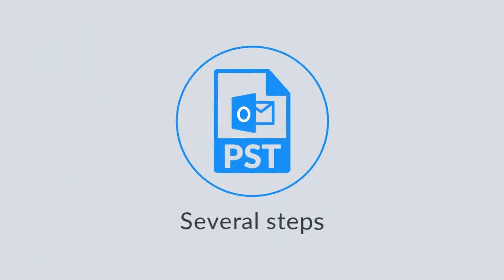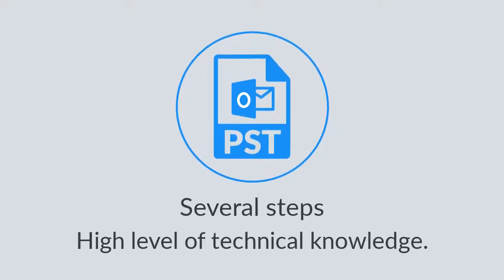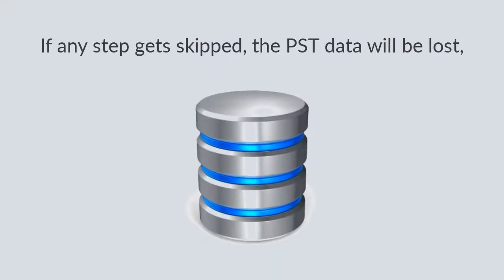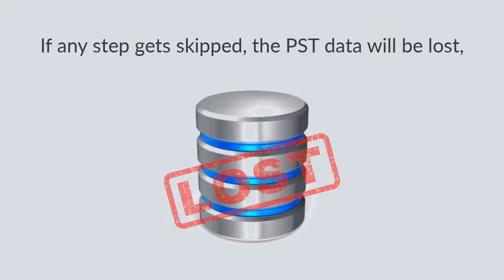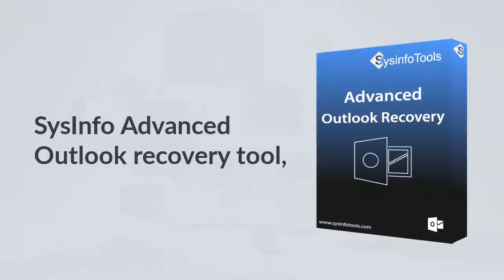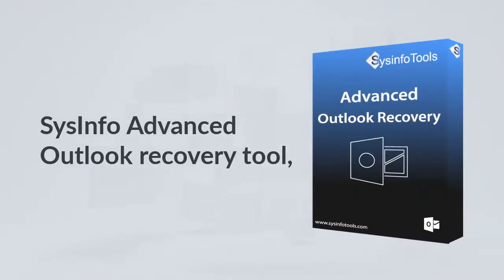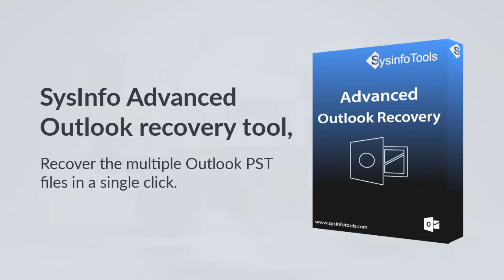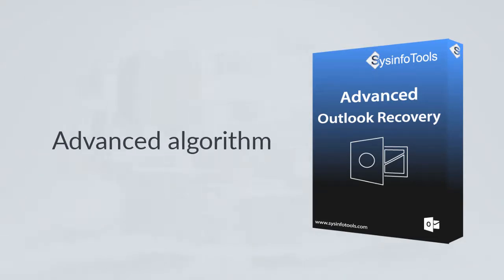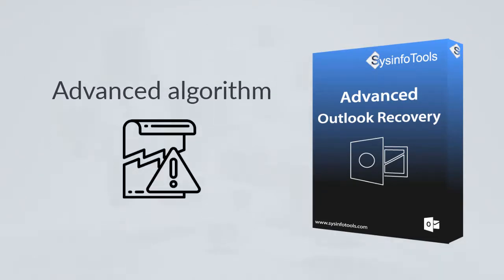The manual technique consists of several steps and requires a high level of technical knowledge. If any step gets skipped, the PST data will be lost, but we have a simple technique for you. With the SysInfoTools Advanced Outlook Recovery tool, you can recover multiple Outlook PST files in a single click. Its advanced algorithm can scan the corrupt or damaged personal folders files and recover your mail messages and all other items as much as possible.